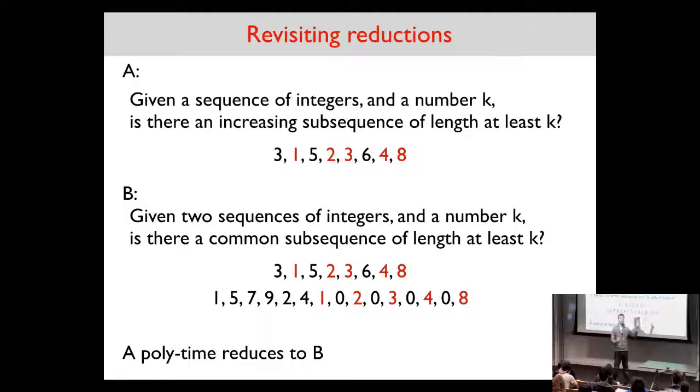Okay, so now you have 2 sequences. You have the original sequence, and you have the sorted version of that sequence. And now I'm going to run this algorithm on those 2 sequences, and I'm going to look for the largest common subsequence. Or I'm going to check, is there a common subsequence of length at least k? And that answer will correspond to what I want. Okay, if you think about it, it's not hard to see.